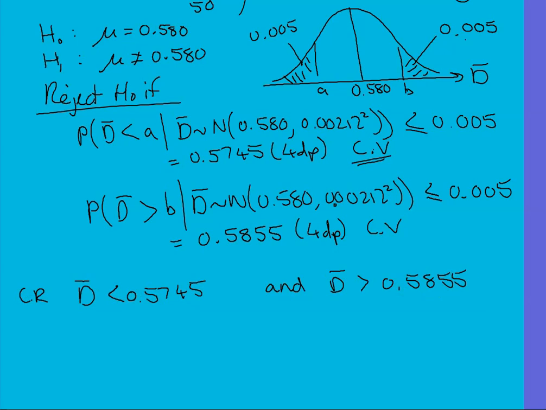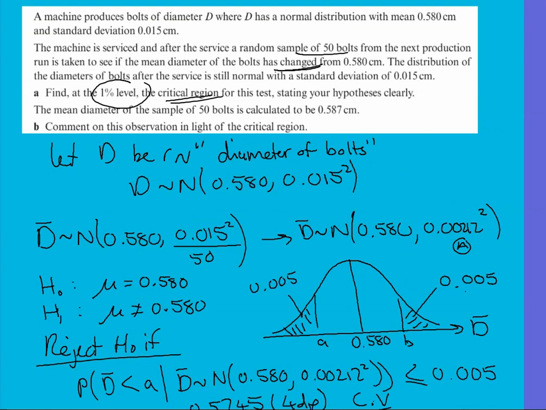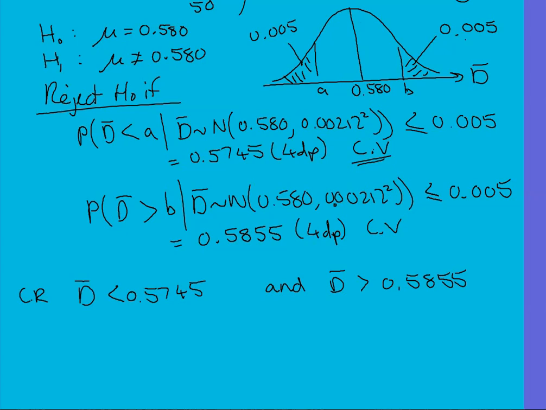So then in part B, they're telling us the mean diameter of the sample was actually 0.587. So this is part B here, well that you can see is bigger than the critical value, so it's in the critical region, so that's greater than 0.5855. There's a less than 0.5% chance of that happening, so therefore there's evidence to reject H naught.